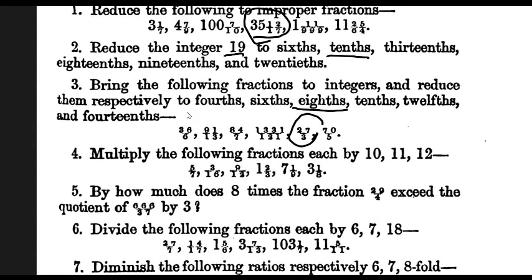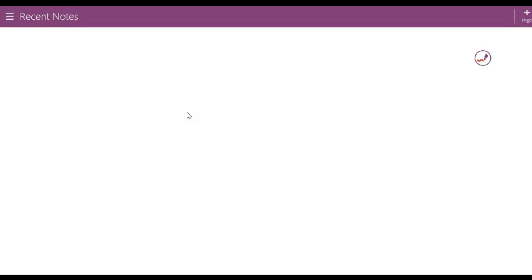Okay, multiply the following fractions each by 10, 11, 12. Okay, let's do 9 twelfths by 11. Okay, so we have 9 twelfths times 11.